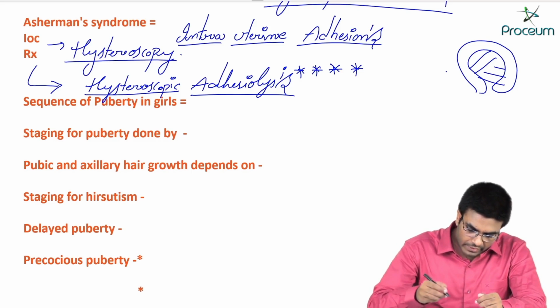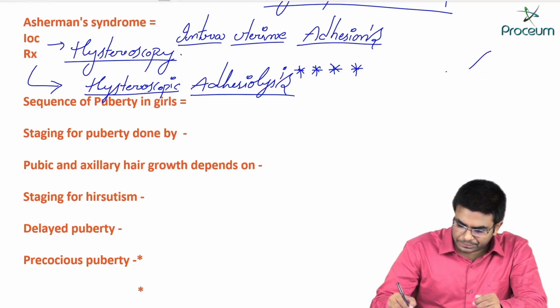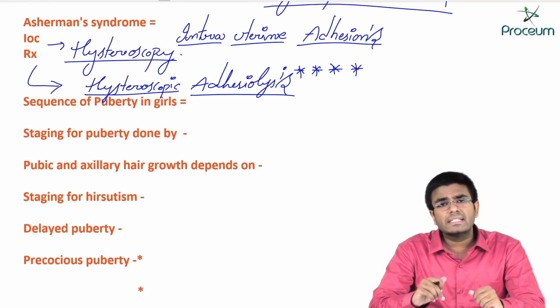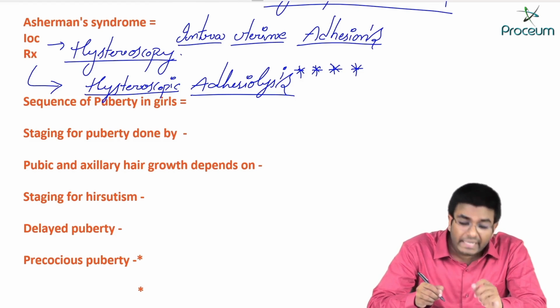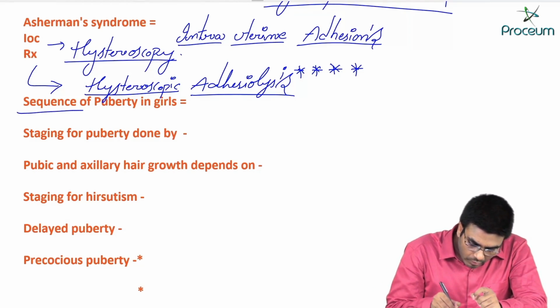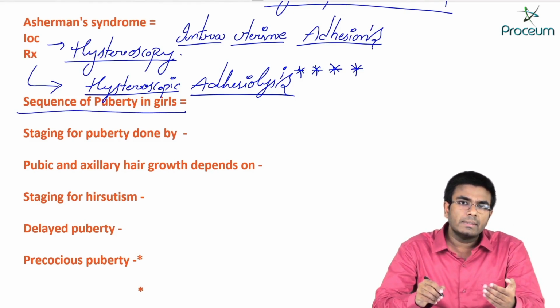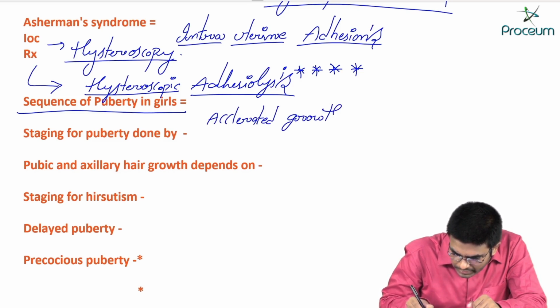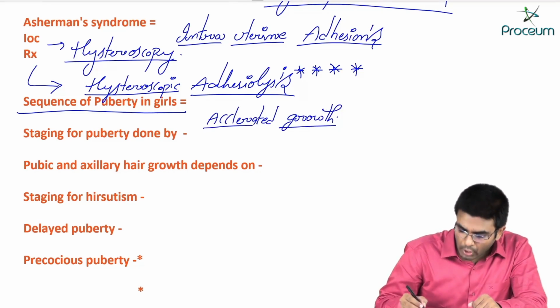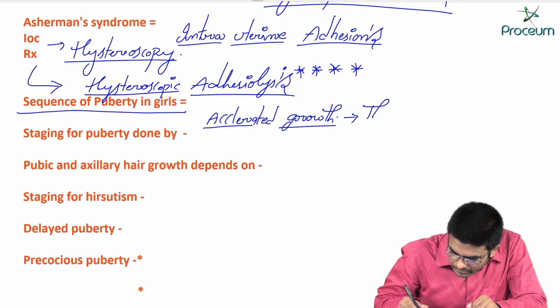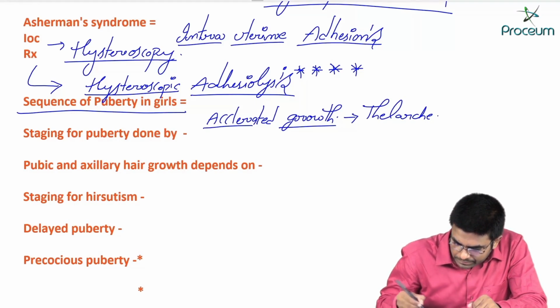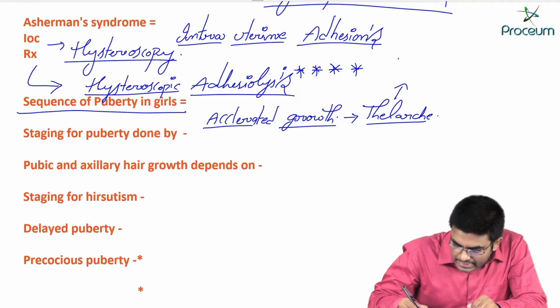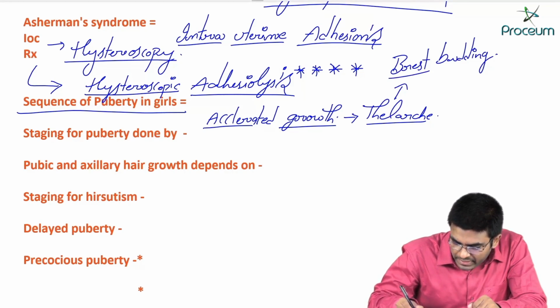Now, the sequence of puberty in girls. Guys, this is a very important, repeatedly asked MCQ, and most students get confused here. In the sequence of puberty in a girl, the first sign is accelerated growth, followed by telarch. What is meant by telarch? Telarch is breast budding.